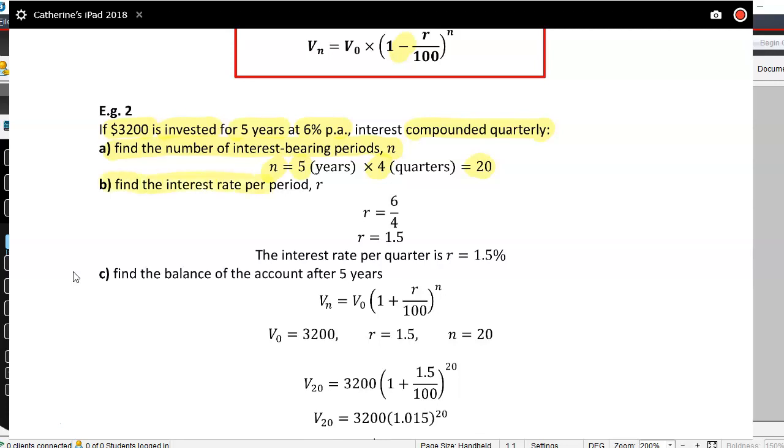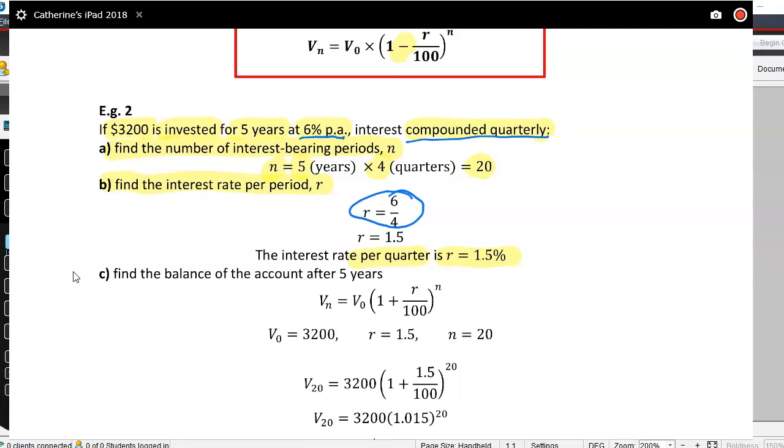So find the interest rate per period, R. So 6% is our per annum rate. But because it's compounded quarterly, 4 times a year, we've got to have that split over the 4 quarters. So that's why I've divided by 4 there. 6 divided by 4 gives me my 1.5. So our interest rate per quarter is 1.5%.